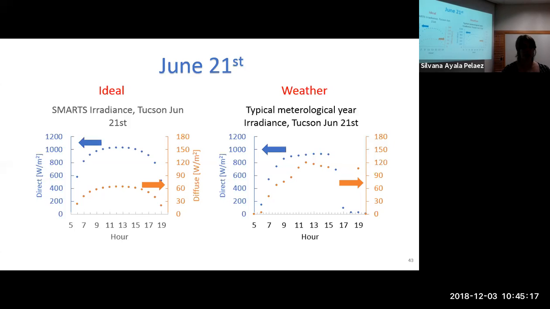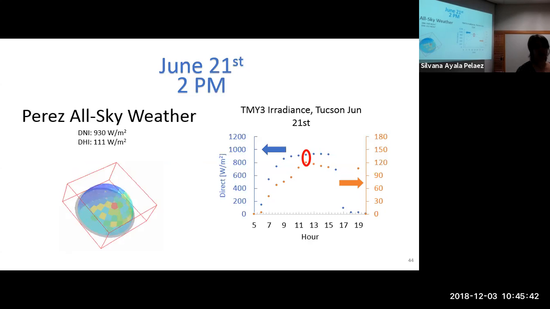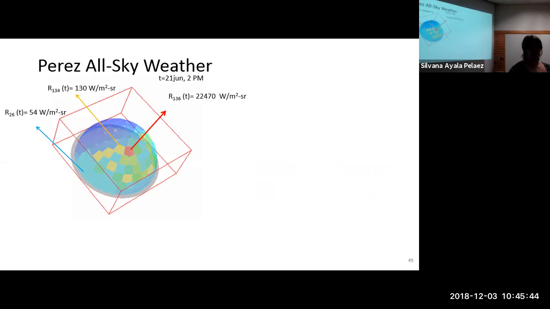So one thing that we wanted to do was implement this weather data with the spectra into the sky model. So let's look at, for example, that particular time there. We have 930 watts per meter square and 111. This is weather data on diffuse. We can use the models that exist with that particular direct and diffuse value to make the sky. This is part of the Robinson, Stone, and the Perez all-weather model. And so we get values for each of these patches of the radiance of the light that they have.